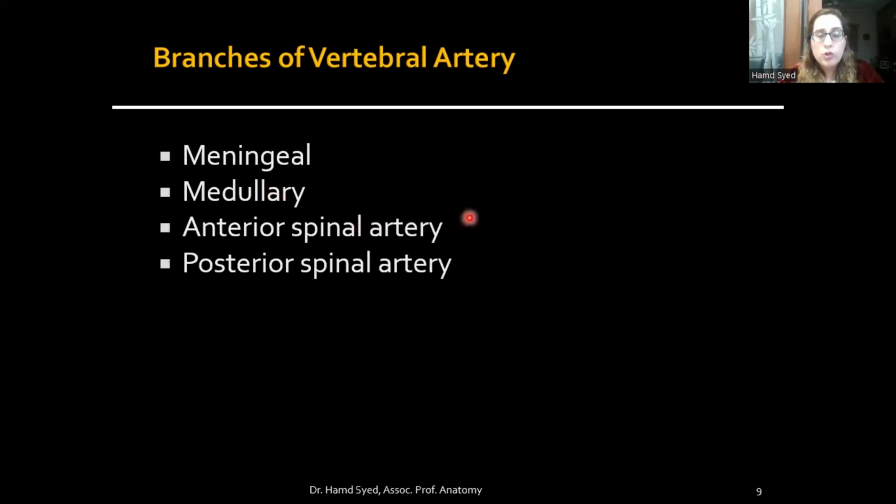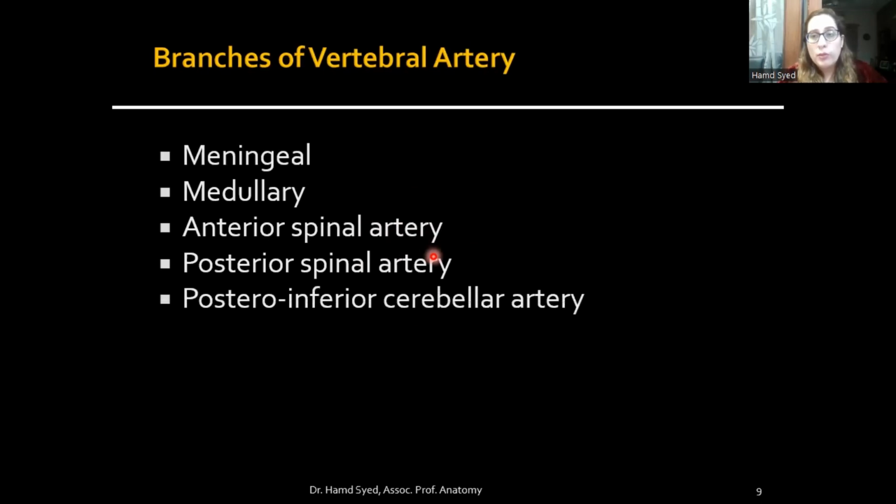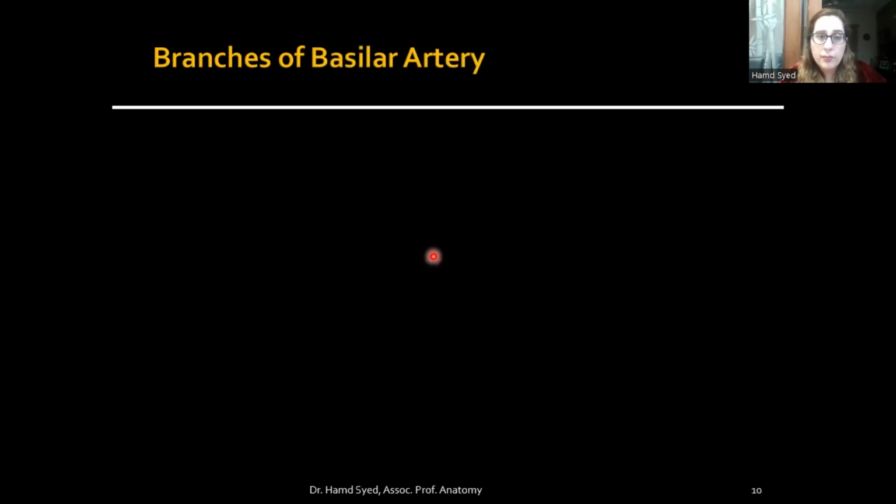The anterior spinal artery, remember, is formed by branches which arise from the vertebral arteries of both sides, and they unite to form a single anterior spinal artery, which then descends on the anterior surface of the spinal cord. And then you've got the posterior spinal artery on the posterior surface of the spinal cord. Remember, both of these spinal arteries are reinforced by radicular arteries which enter the vertebral canal through the intervertebral foramina. There is also a large, prominent branch of the vertebral artery to the cerebellum, known as the posterior-inferior cerebellar artery.